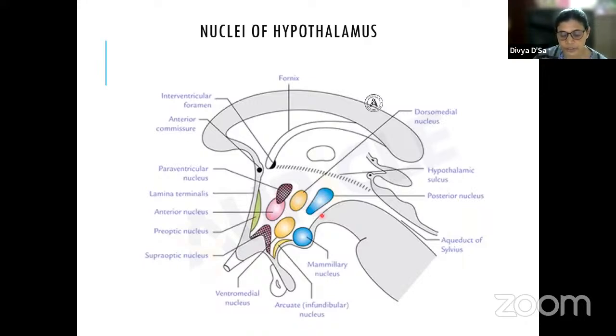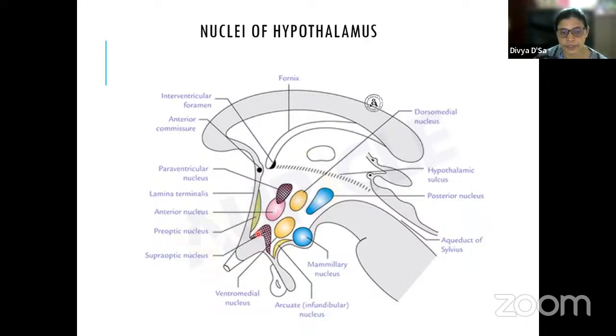The previous was into zones, lateral and medial zone. Now you should understand these nuclei. So which are the hypothalamic nuclei? It has got many small nuclear masses. Nuclei is basically a collection of cell bodies within the central nervous system, we call it the nuclei. Depending on each region, there are different nuclei.